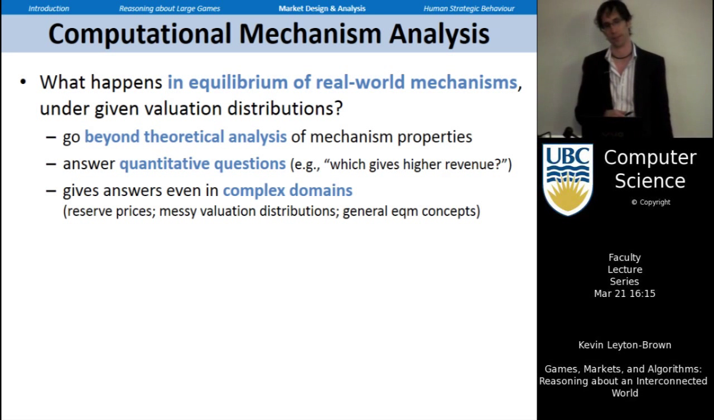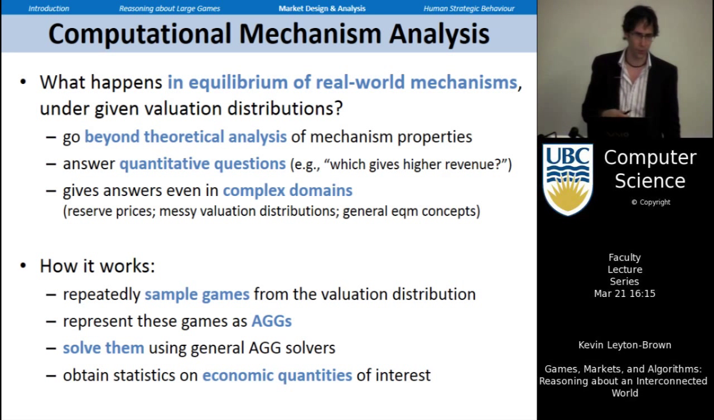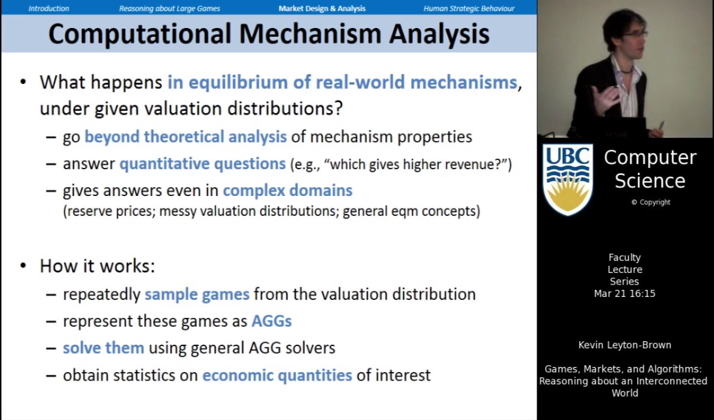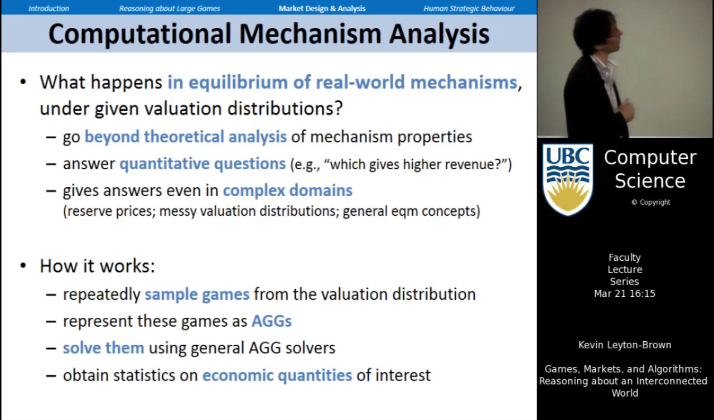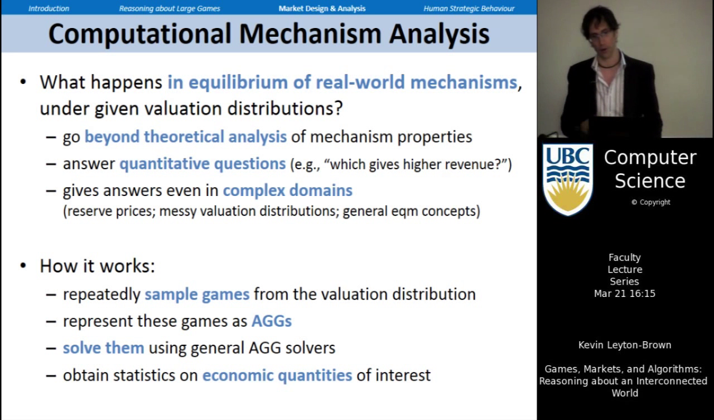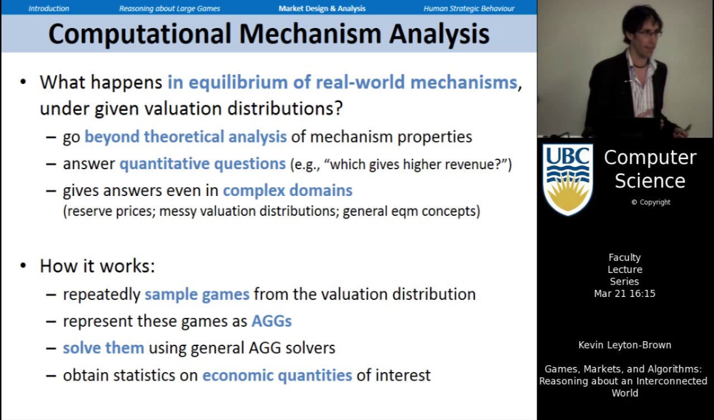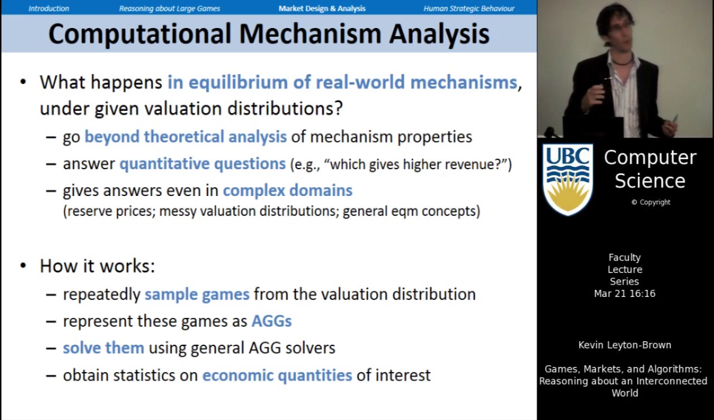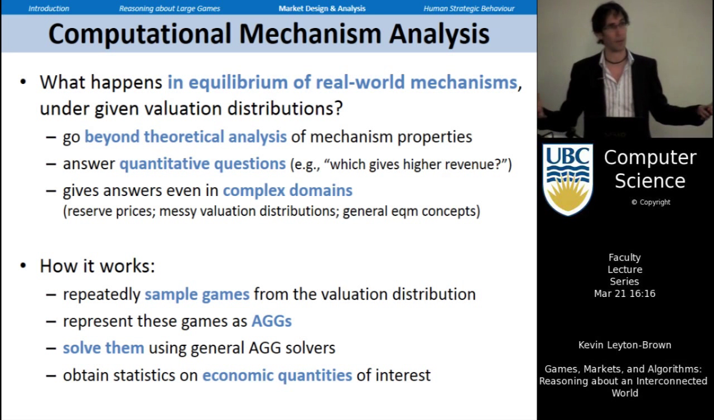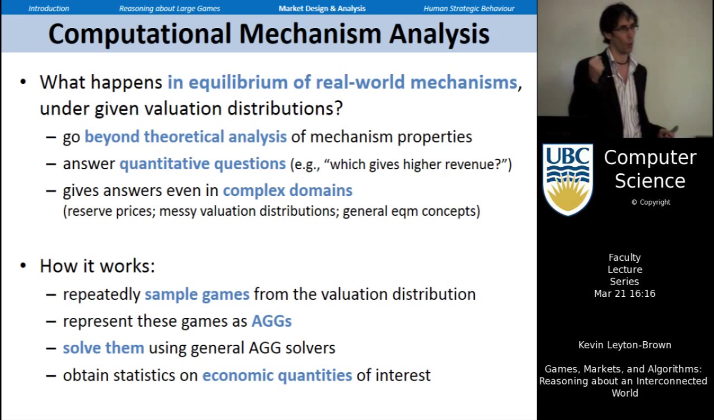where we relax assumptions that we need to make if we want to do a theoretical analysis. And the way this works is we get some valuation distribution that describes the way bidders feel. We repeatedly sample games from this distribution. We represent them as action graph games. We solve them using our general action graph game solvers. And then looking at these many different solutions that we get, we end up with the ability to make statistical claims about whether one thing is significantly better than another thing, and so on.